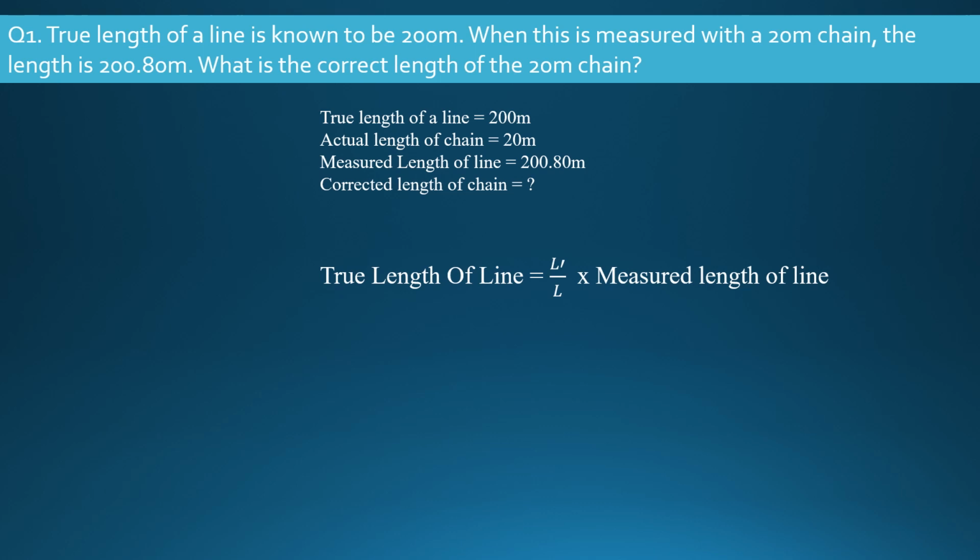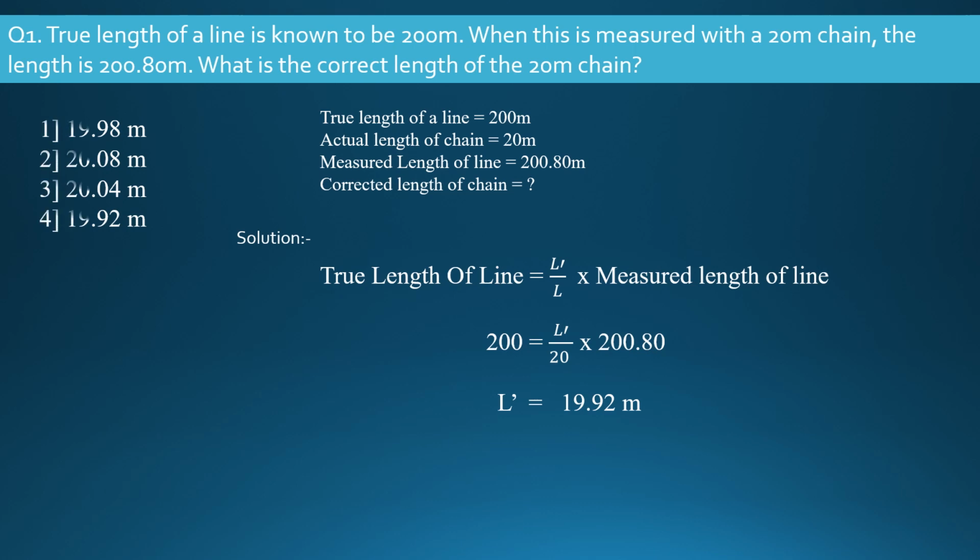For that we use this formula: true length of line equals L dash divided by L into measured length of line. In this formula the true length is given, L is given and measured length of chain is given, and we need to calculate L dash, that is corrected length of chain. So this is how the calculation goes, and L dash is 19.92 meter. There are four options given, and the correct answer is 19.92 meter.